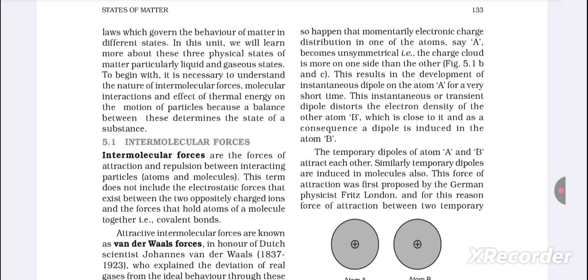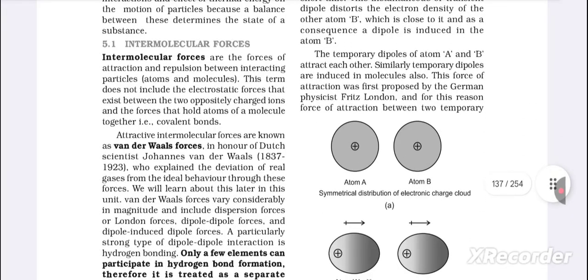Intermolecular forces. The intermolecular forces are the forces of attraction and repulsion between interacting particles, atoms and molecules. These terms don't include the electrostatic forces that exist between two oppositely charged ions and the forces that hold atoms of a molecule together, covalent bonds. Attractive intermolecular forces are known as van der Waals forces in honor of Dutch scientist Johannes van der Waals, who explained the deviation of real gases from ideal behavior through these forces. We will learn about this later in the unit.